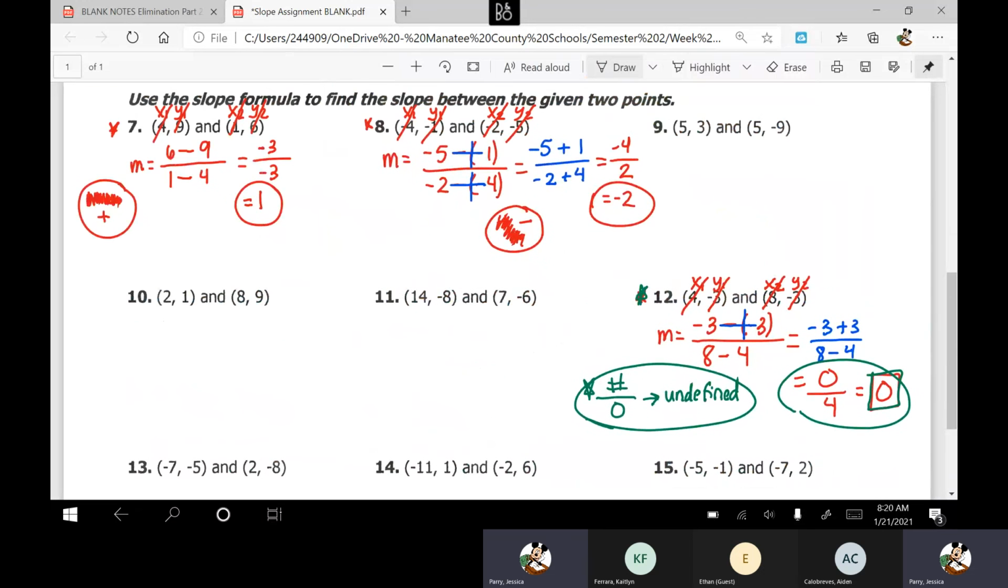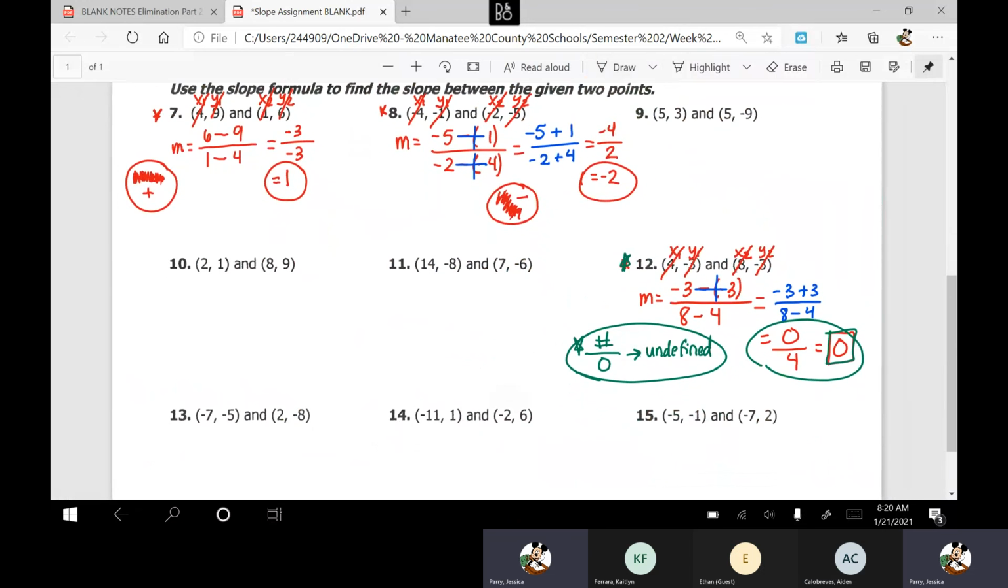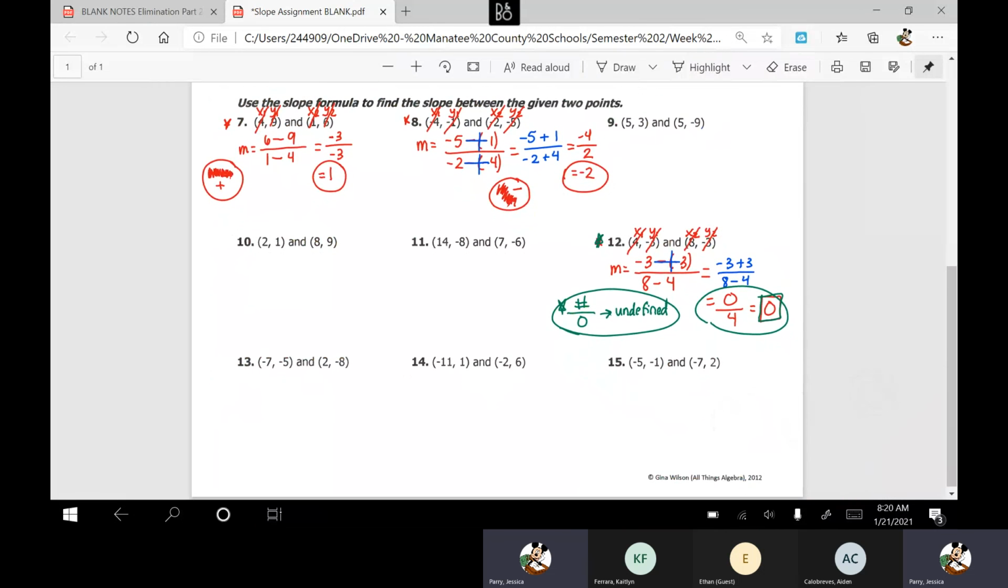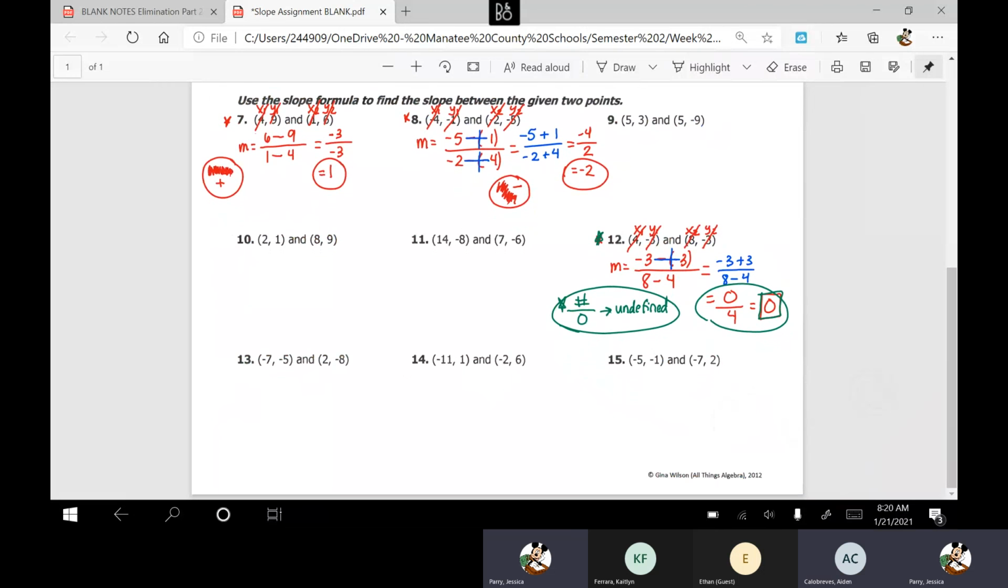Okay, do you guys want to do another problem from this bottom section, or do you guys feel confident enough to finish the rest of this paper on your own? I think I'm fine to leave.